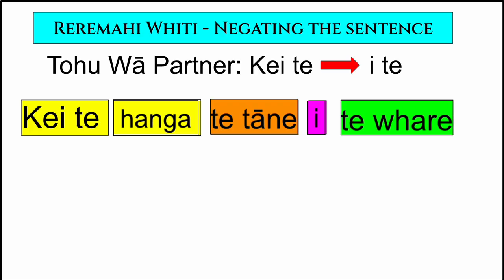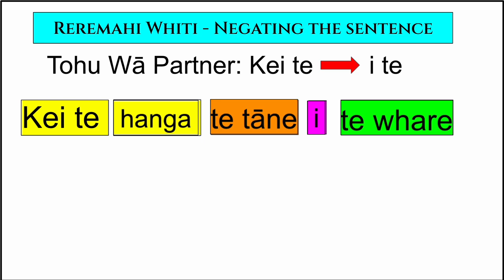Okay, so now we've recapped the Reremahi Whiti structure, we can start working on negating it, writing the negative form of the sentence to say when something is not happening. So the affirmative sentence is kei te hanga te tāne i te whare. The man is building the house.